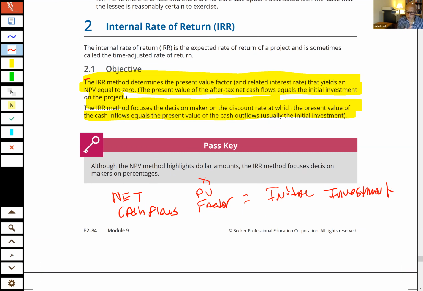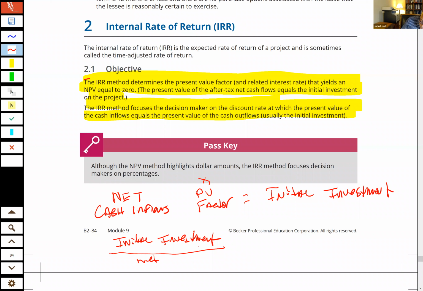Because the net cash inflows, John, is the right way to write that. The net cash inflows times the present value factor means that the net present value is 0. Okay. Now, once you know that, then all you have to do is divide each side by the net cash inflows. So you take the initial investment, divide it by the net cash inflow, and that yields the present value factor that will cause the net present value to be 0.